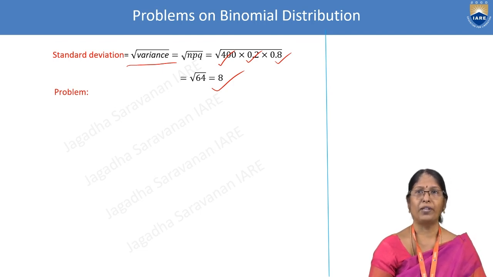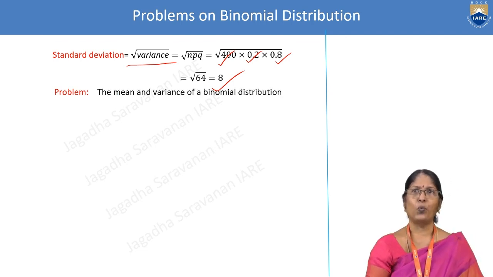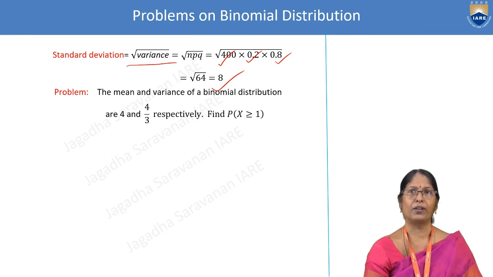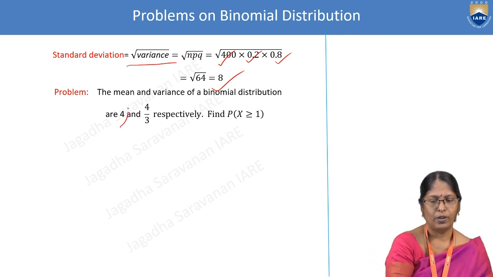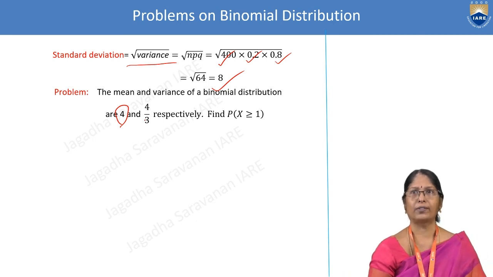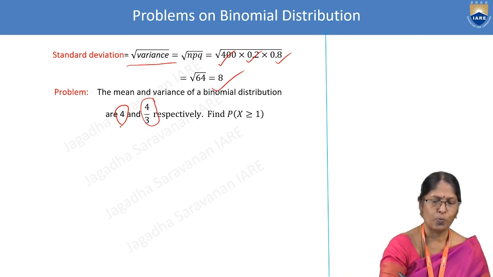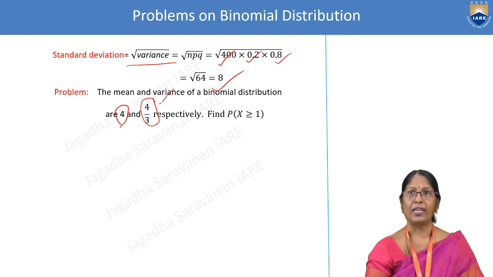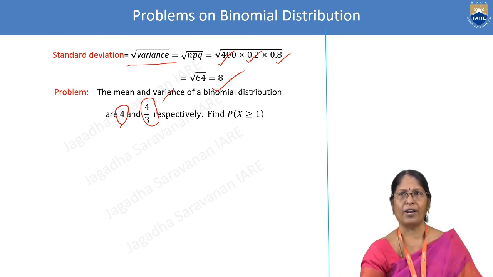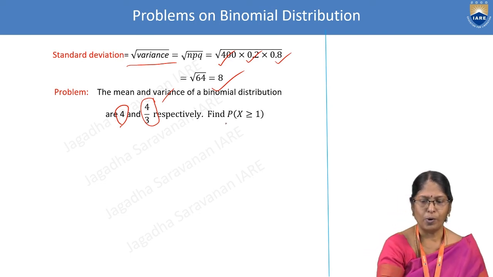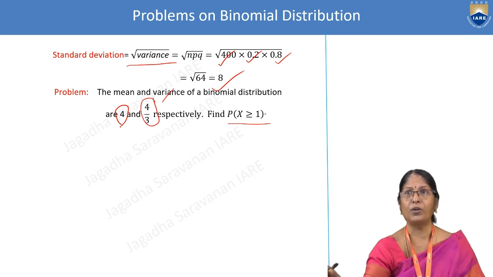So the next problem: the mean and variance of a binomial distribution are 4 and 4 by 3 respectively. So the mean, NP, is 4, and the variance, NPQ, equals 4 by 3. This is the information we got from reading the question. Then what we have to find is the probability of X greater than or equal to 1.